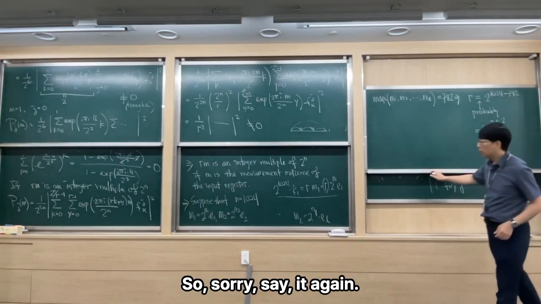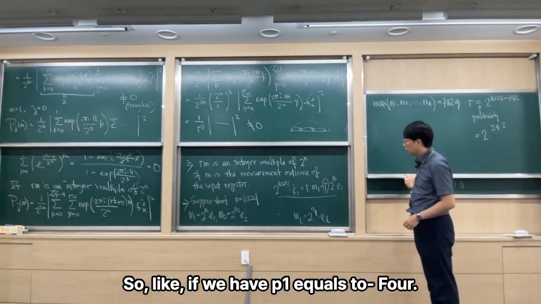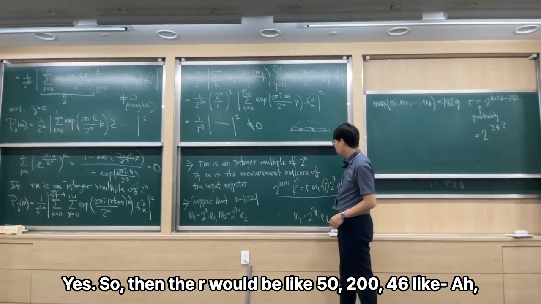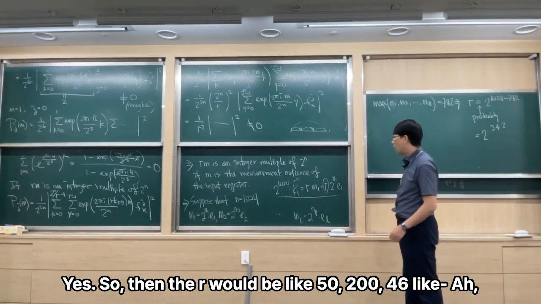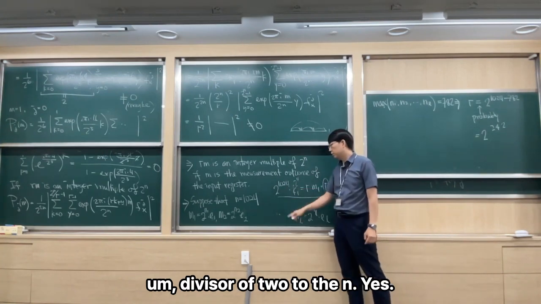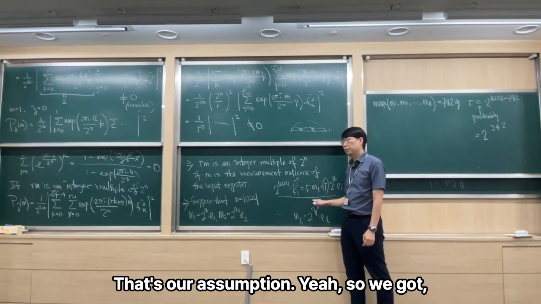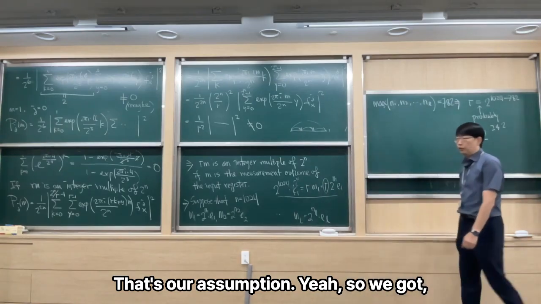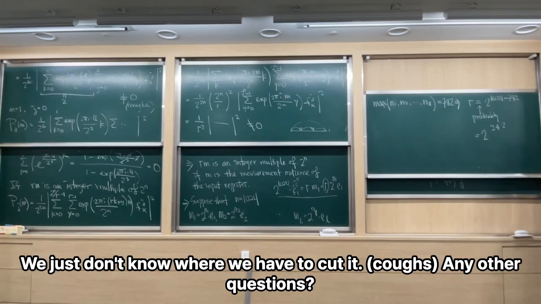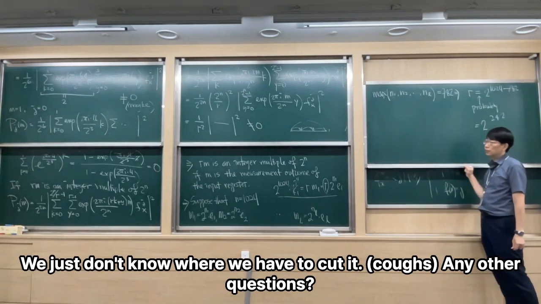So sorry, say it again. So like if we have P1 equals to 4, yes, so then the R would be like 2 to the 246. No. We assume R is a divisor of 2 to the n. Yes, that's our assumption. So we know that the period is within our data. That's our assumption. We just don't know where we have to cut it. Any other questions?